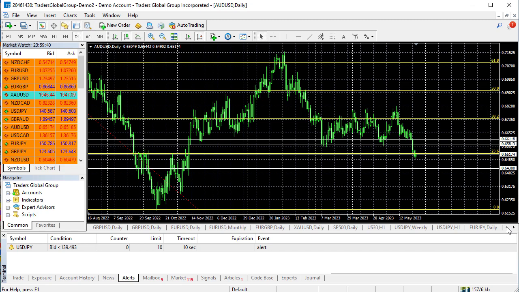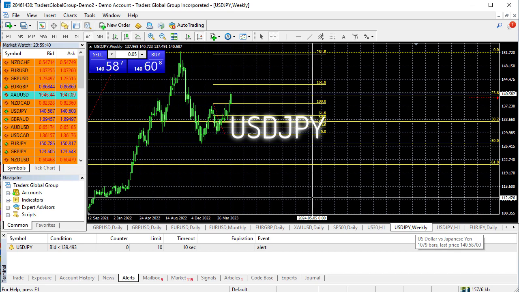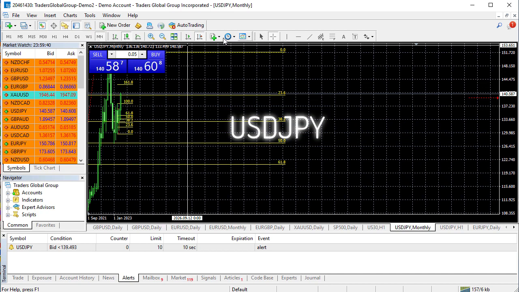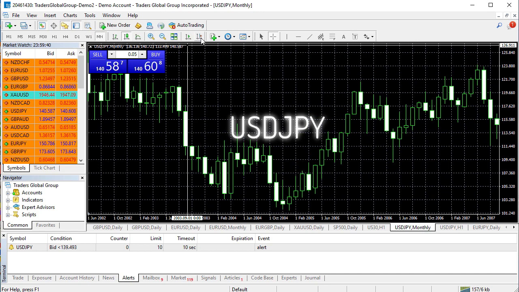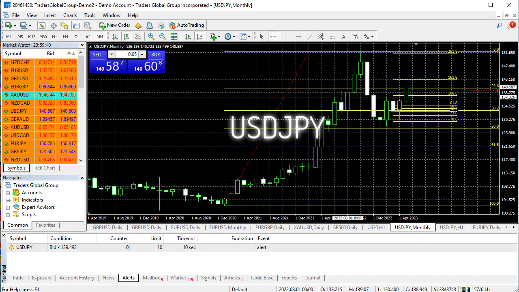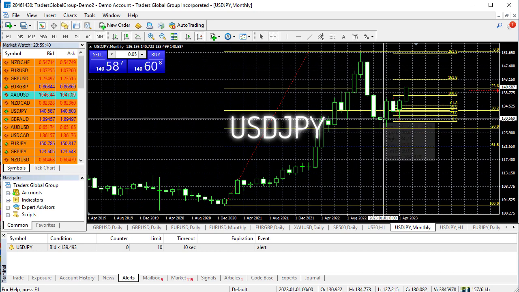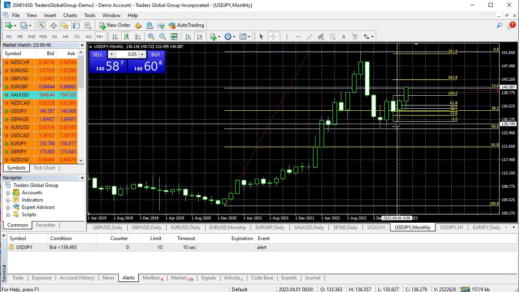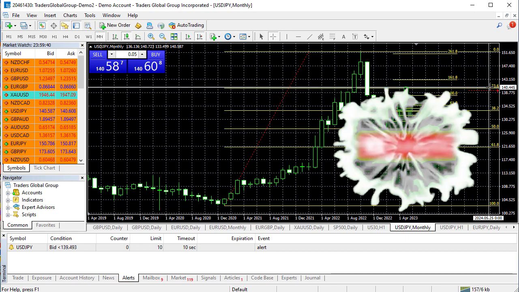USD JPY. Okay, so for USD JPY, on a monthly time frame, let me bring it down. Generally, on a monthly time frame, it has been buying, buying, buying. It pulled back to about the 50 level, then has started buying again. So with that in mind, it just hit about the 23.6 level.